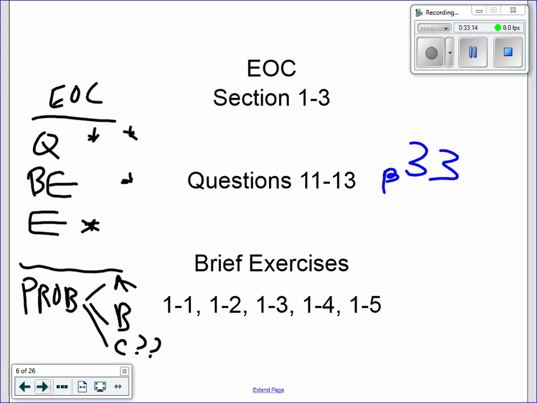So let's do some brief exercises. Will you check your workbook pages? Do you have brief exercise 1 in that workbook? I can't remember. It'd be like one of the first things.